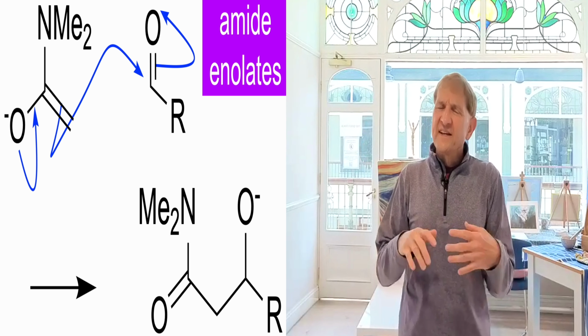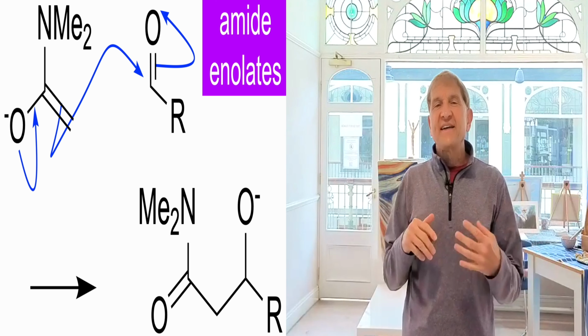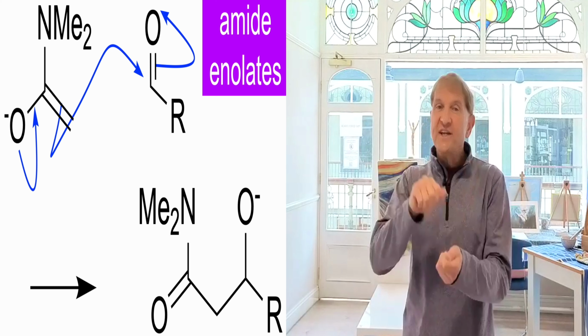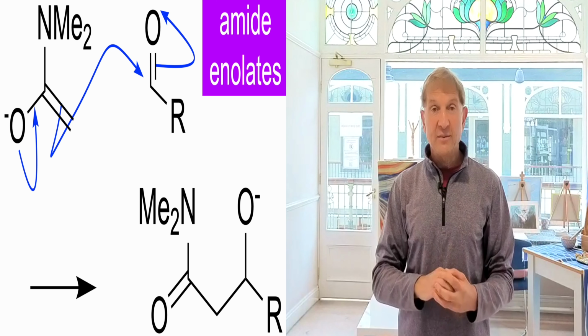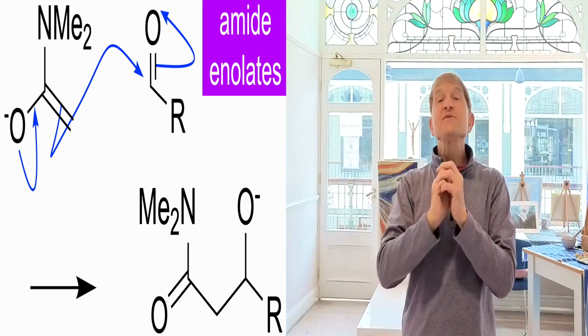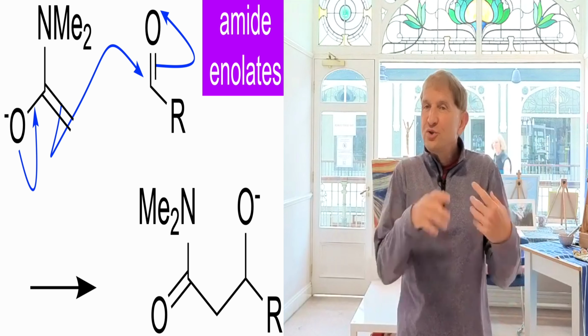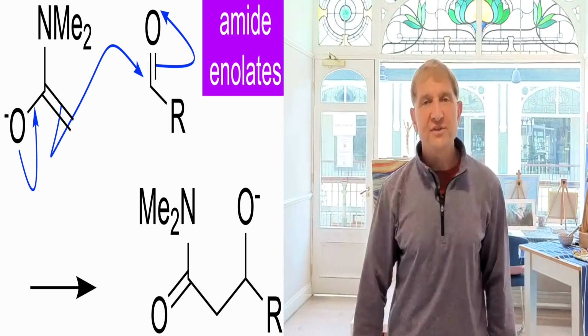People worry about, is the product then an alkoxide or an alcohol? Don't worry about that. Chemists will put the product in a separating funnel and they'll shake it up under slightly acidic conditions. Protons will be available and the alkoxide will simply protonate to the alcohol. So in an exam, you could show the alkoxide and then protonation in a separate step.